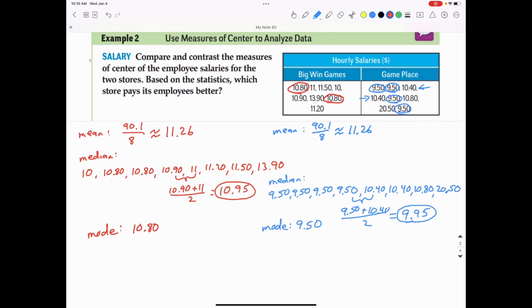It has a lot to do with this salary right here. That $20.50 salary is probably a supervisor or somebody who has been there for a long time. Notice that it is the only salary that is higher than the mean of $11.26. The 7 other salaries are less than the mean, so that one number increased the mean a lot, and that means the mean is probably not a good indicator of what you would get paid if you started working at Game Place.